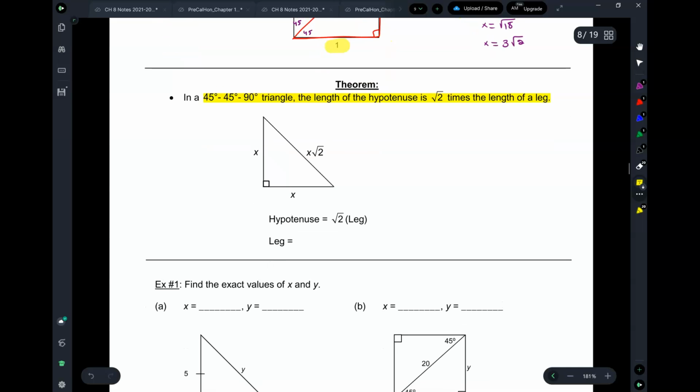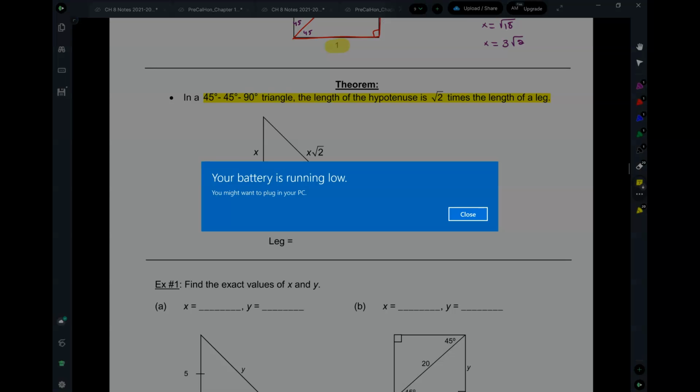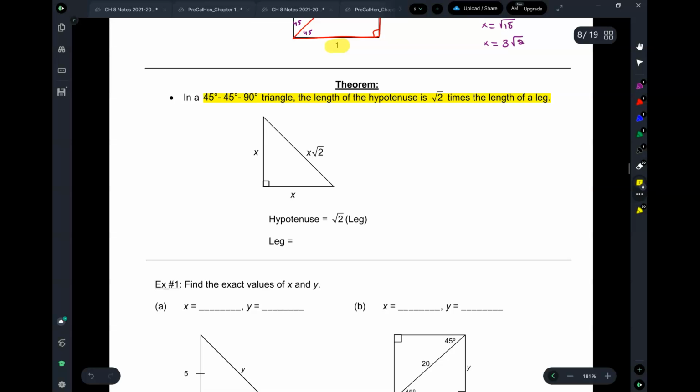So any time you've got a 45, 45, 90 triangle, the legs have got to be congruent to each other because it's an isosceles triangle, and the hypotenuse is always root 2 times the leg. So this you have to memorize. Of course, you're going to put it on a flashcard, but you have to commit this to memory. The sooner, the better. So the hypotenuse is equal to the leg times root 2.